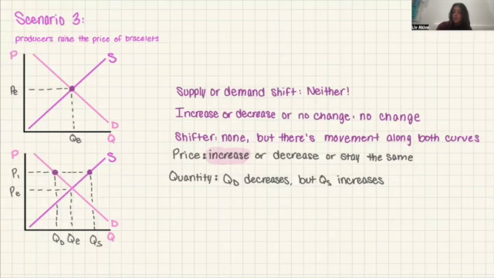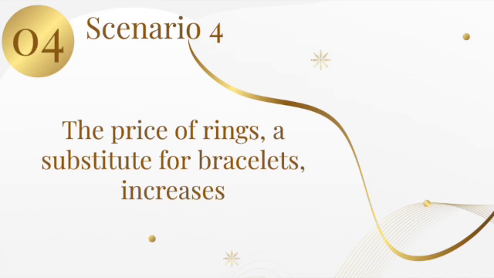So there is an increase in price, and in terms of quantity, quantity demanded will decrease because consumers don't want to buy bracelets at a higher price. But quantity supplied will increase because producers want to make more at a higher price because they'll earn more profit. Scenario 4, the price of rings, a substitute for bracelets, increases.